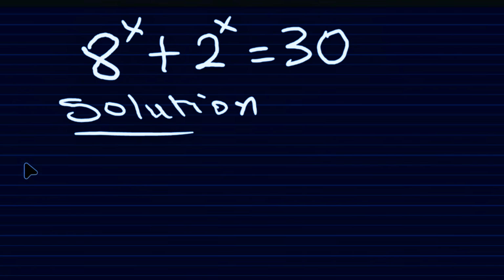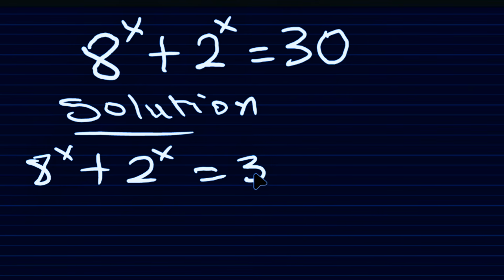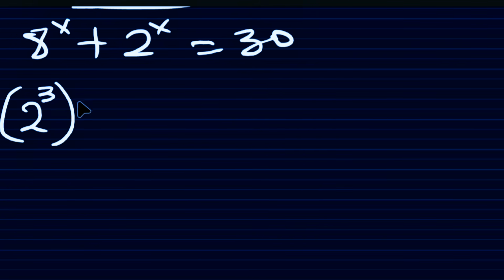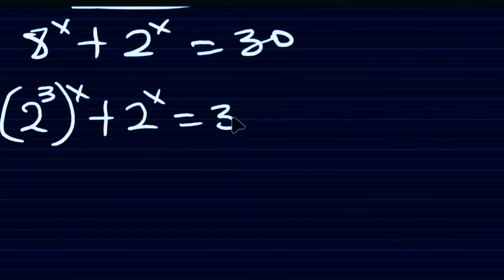Now our question is 8^x + 2^x = 30. Note that 8 can be written in index form. 8 can be written as 2^3. Remember we have an exponent of x before, and this is plus 2^x equals 30. 2^3 means 2 times 2 times 2, that is 2 in 3 places, and that equals 8.